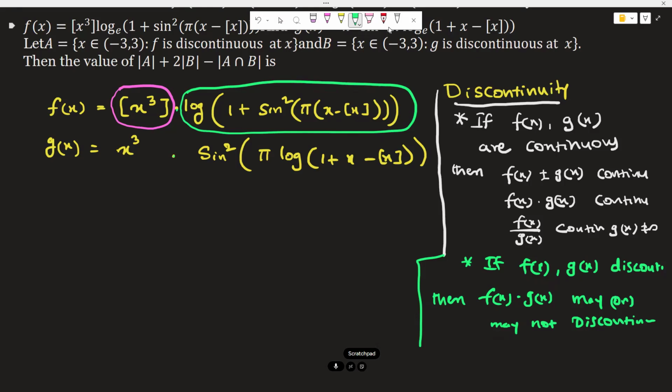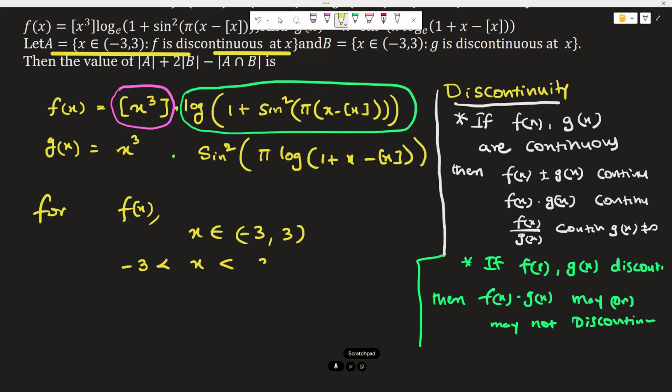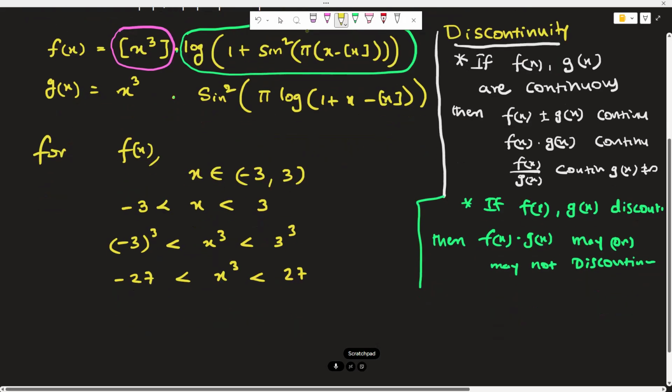So let us talk about the function f of x. For floor of x cube, what is the domain? Look at the set A. Here f is discontinuous at x, for f of x, x belongs to the open interval (-3, 3). That means -3 less than x less than 3. But here floor of x cube was given. So cubing on both sides, (-3) whole cube less than x cube less than 3 cube. Then it will be -27 less than x cube less than 27. So x cube lies between -27 and +27.